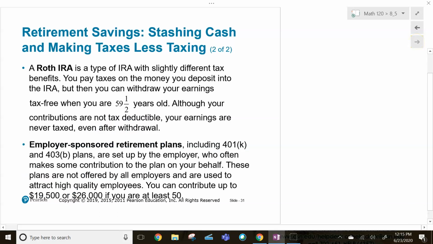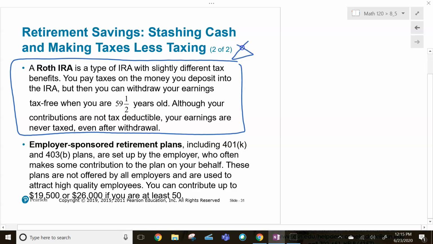Okay. Roth IRA. Remember this one. Huge. Now you pay taxes on the money going in. So this is after-tax money you contribute. It's the same amount: you can still put in $6,000, at least as of the year 2020. But all the money coming out is tax-free. Okay, that's a big deal.